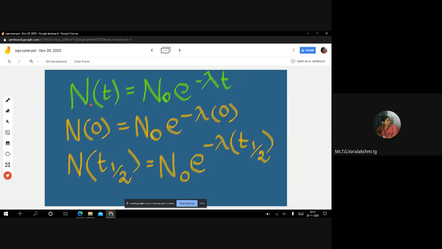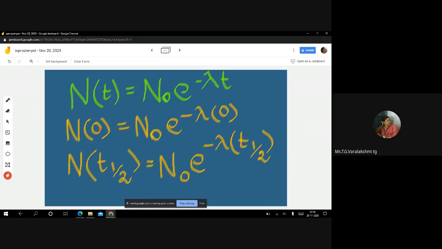See, this is N of t is equal to N naught e power, e is nothing but the exponent, e raised to minus lambda t. This minus indicates that the amount is decreased with increasing time. We already know this formula. I need not explain all those derivations.